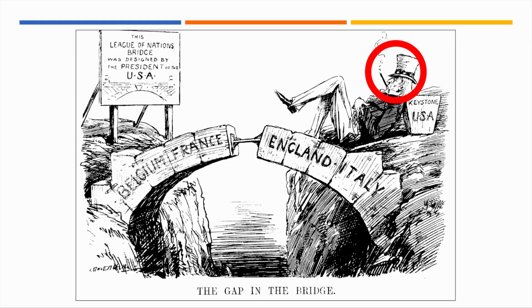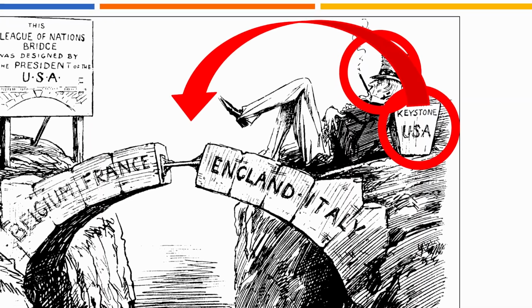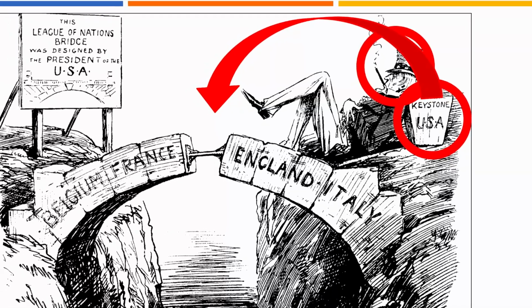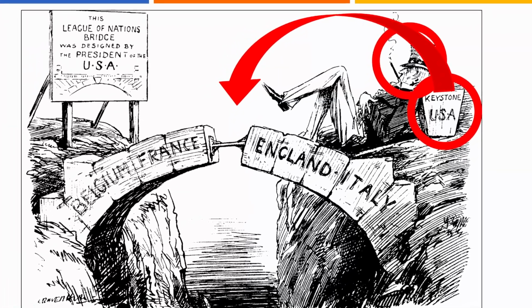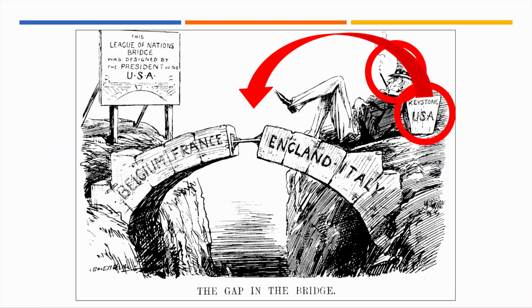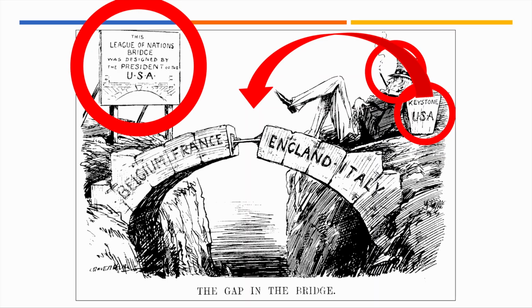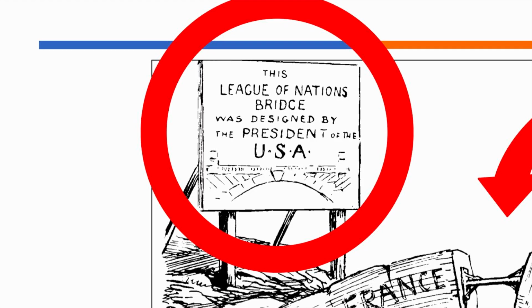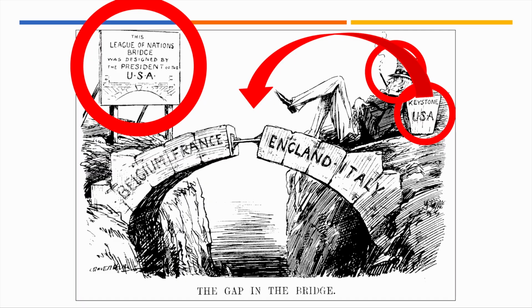There are other symbolic things about a cartoon like this, such as the keystone, which is on the right-hand side, and how it is placed into the center of this bridge, meaning that the United States is not a part of this bridge. And then many political cartoons also have text, such as this League of Nations bridge was designed by the President of the United States. However, as you can see, the cartoon is showing the United States on the side, not part of the bridge. All of these things have to be thought about before you start answering the questions.